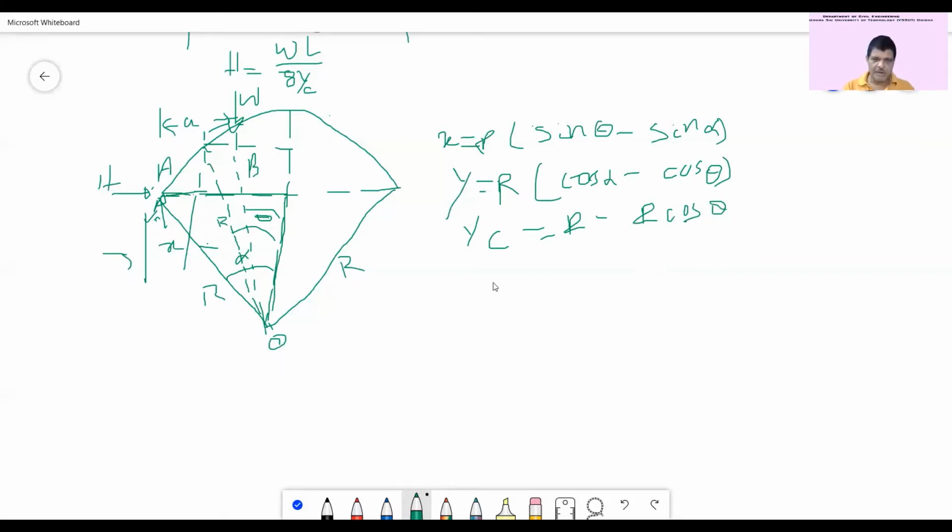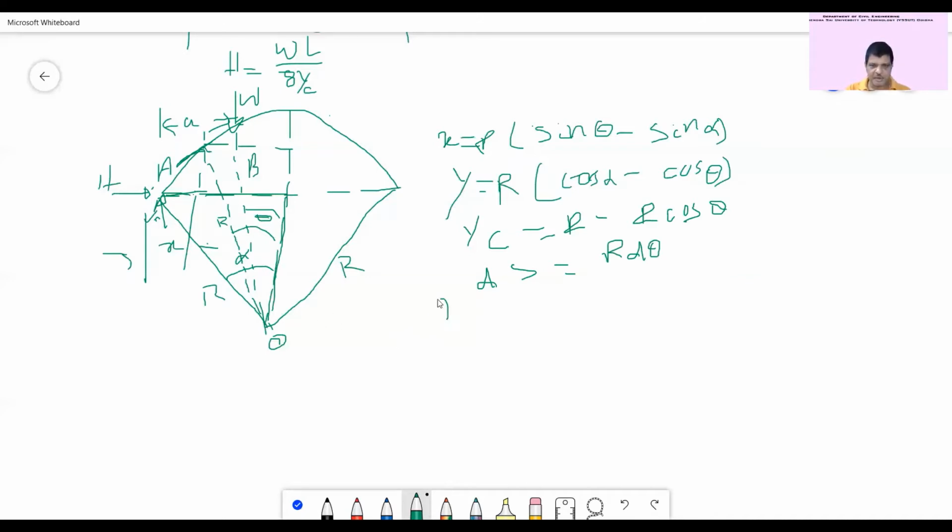Now, what is DS? DS can be obtained as R d theta. So if you take a segment at any point here, the small value of DS will be R into d theta. By putting all these values, we have obtained this formula for the calculation of horizontal thrust for this circular arch. That is the formula we have obtained, and you can also find the value of A.